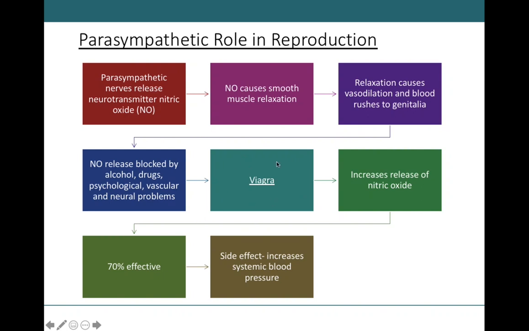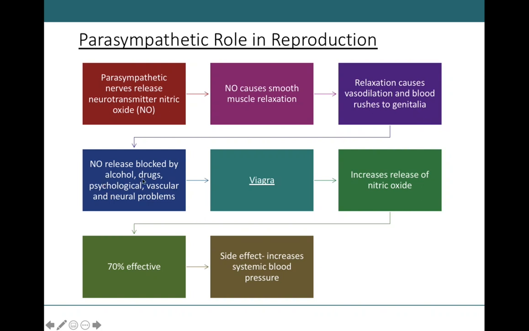The mechanism of action of Viagra is to increase the release of a molecule known as nitric oxide. Now, one thing that we know about nitric oxide is that parasympathetic nerves are going to release nitric oxide. We'll abbreviate this with NO. The physiological response of nitric oxide is to relax smooth muscles. And when we relax the smooth muscle in our blood vessels, which is known as vasodilation, that's going to cause increased blood flow to the genitalia, and that will eventually cause an erection.